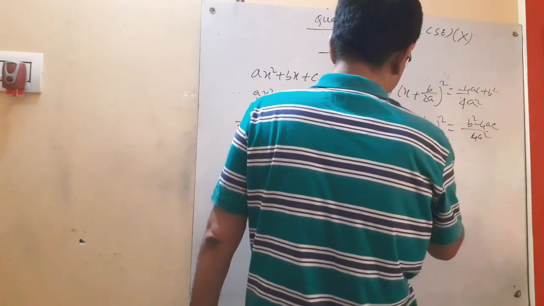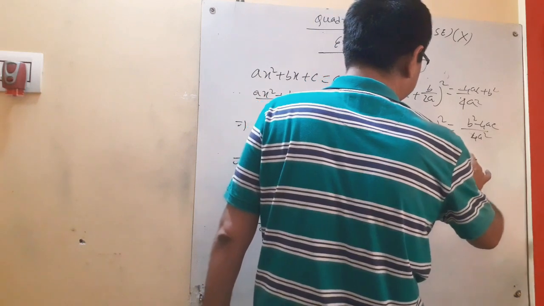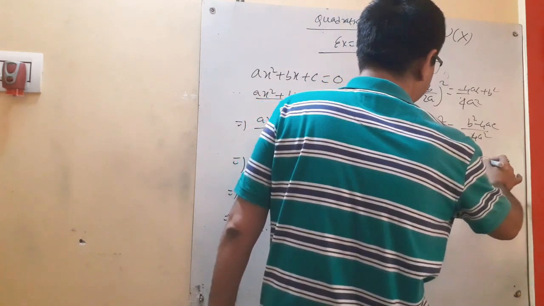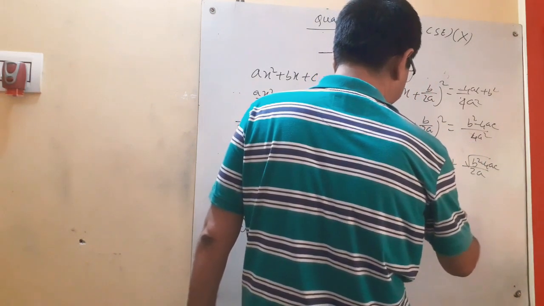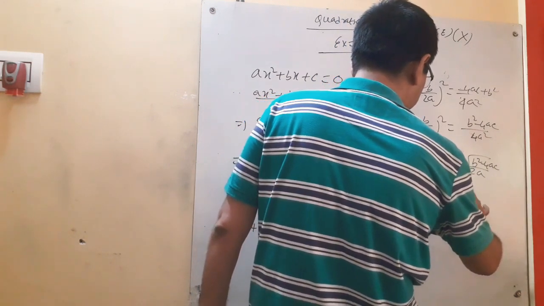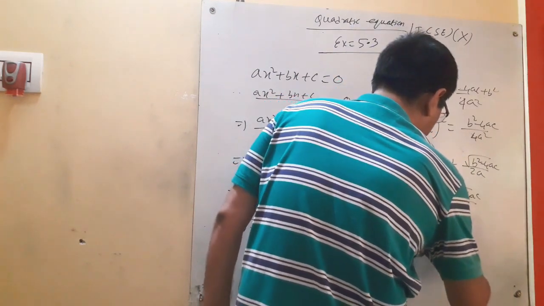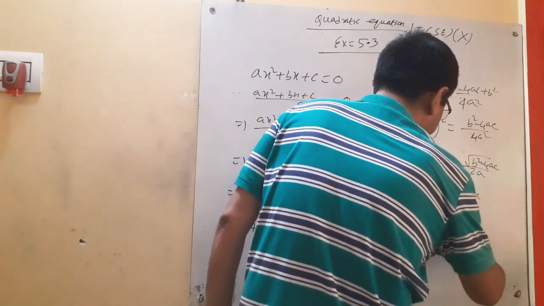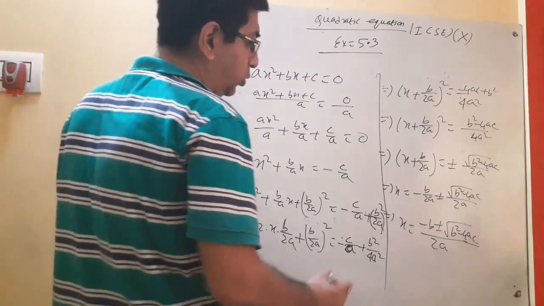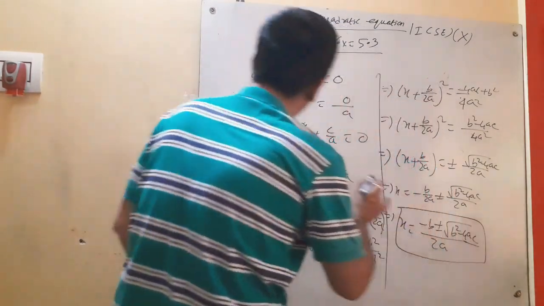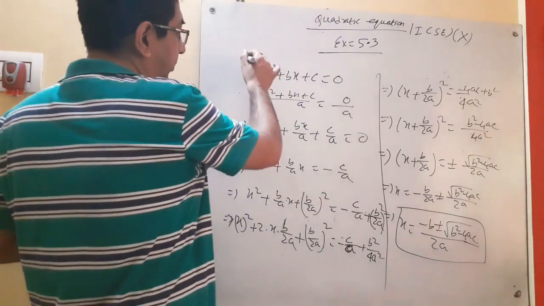Taking square root on both sides, we get plus minus root over b square minus 4ac by 2a. So that implies x equal to minus b by 2a plus minus root over b square minus 4ac by 2a, that is, x equal to minus b plus minus root over b square minus 4ac by 2a. So this is the value of x from the quadratic equation. I am writing the value of x here. This is the value of x from this type of equation.